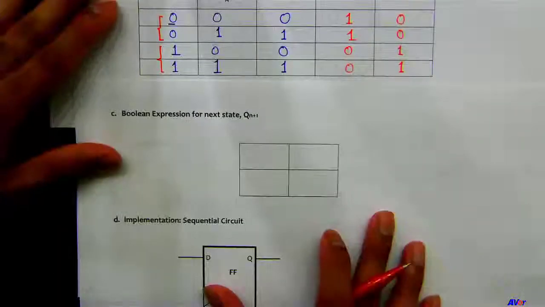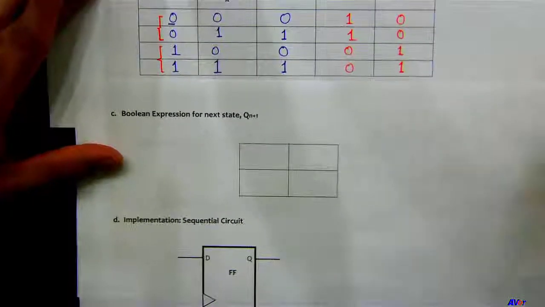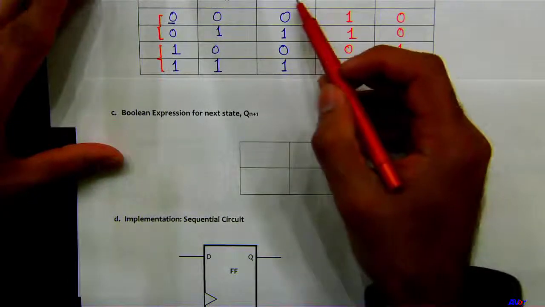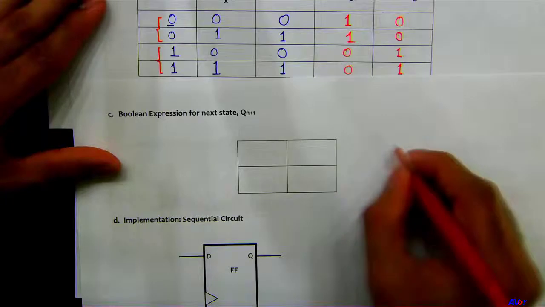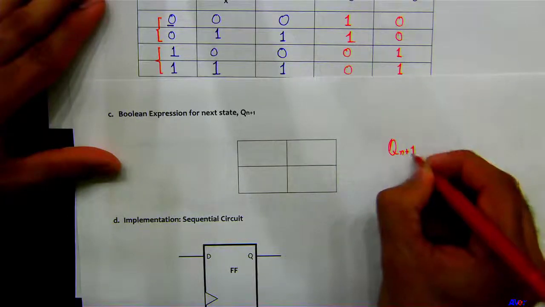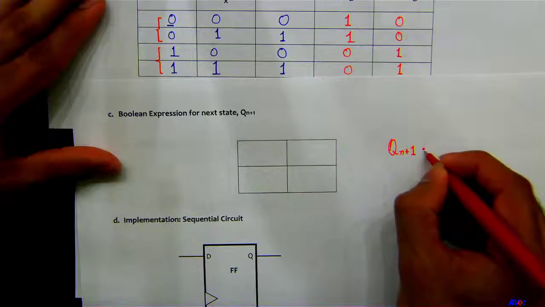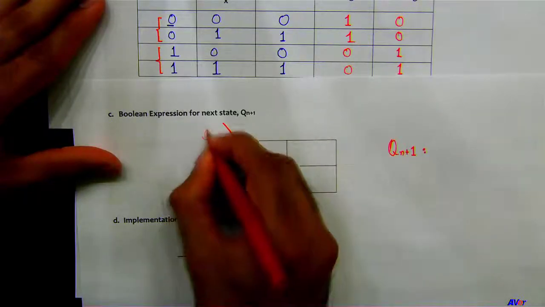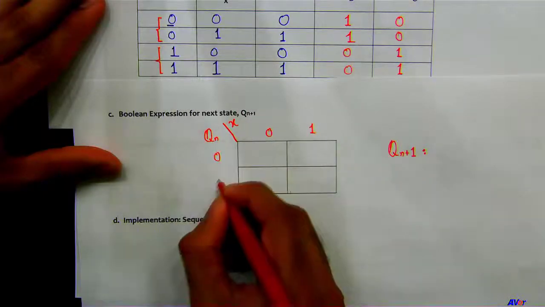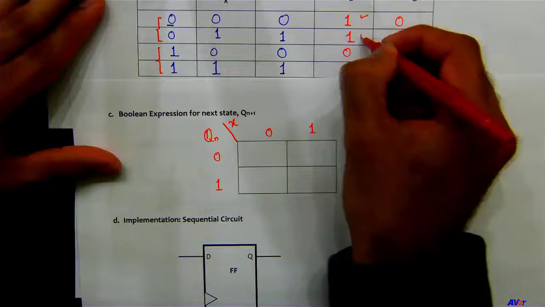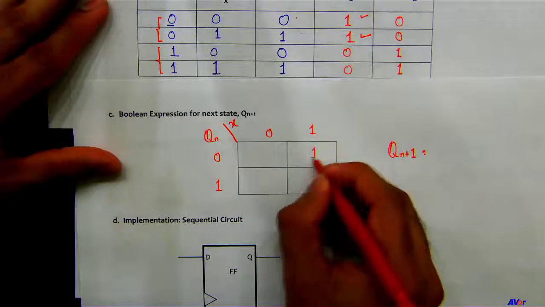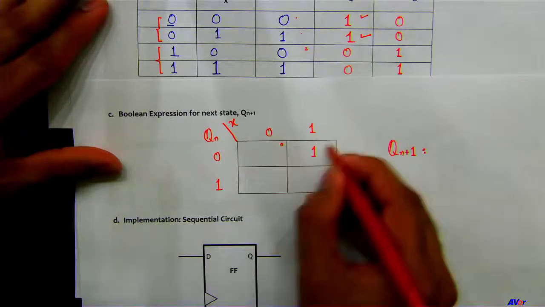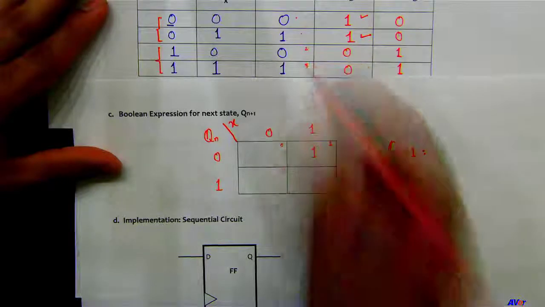Okay, so technically we should be having 3 K-maps here: one for the next state, one for the red LED light, and one for the green light. Let's do this one for Qn plus 1. Remember you got your Qn here, and you got your X here, 0, 1, 0, 1. Okay, this is 1 and 0, 1, 2 is 0, 2 is 0, and then we have 3, which is 1.